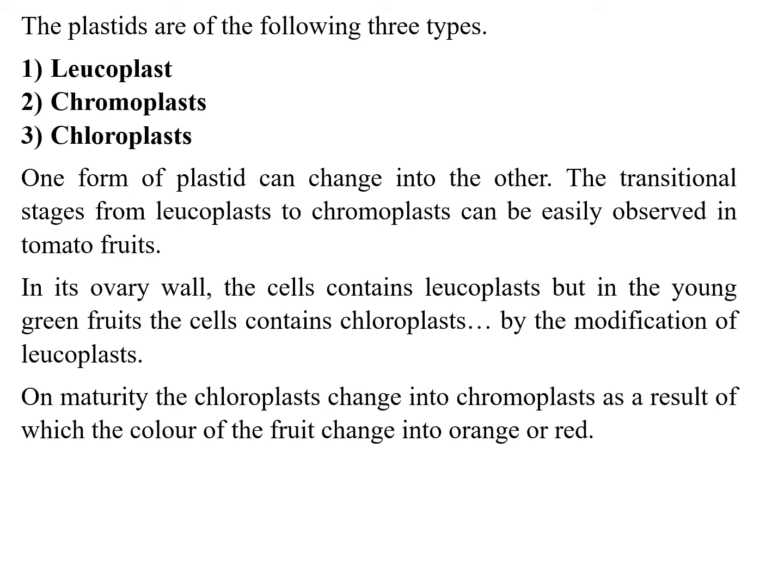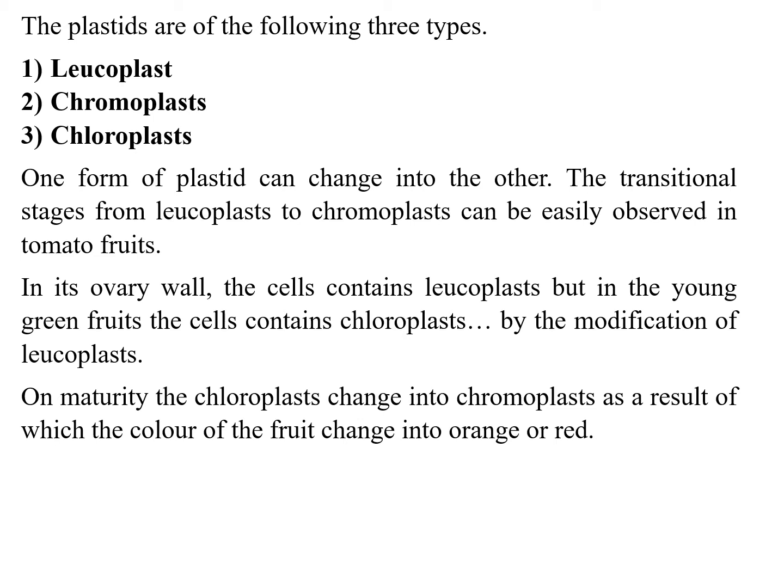The plastids are of the following three types: leucoplast, chromoplast, chloroplast. One form of the plastid can change into another form. The transitional stages from leucoplasts to chromoplasts can be easily observed in tomato fruits.